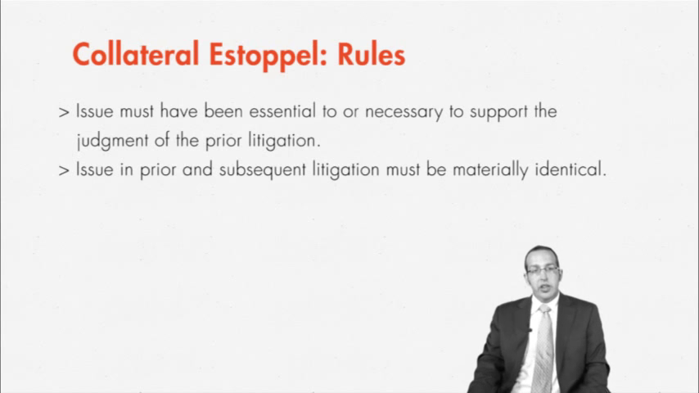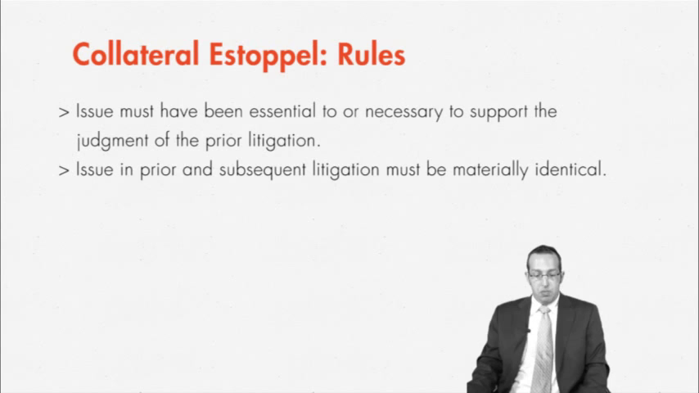The issue in the prior litigation and subsequent litigation must be materially identical. If they are similar or closely related, but different in some significant way, for example, we have two different contracts using materially the same terms, but they're different contracts, collateral estoppel is not going to apply. The details here can be a bit tricky, but your professor probably is not going to test you on all the nitty-gritties beyond the general principle that the issues must be materially identical. Make your best argument why this is materially identical or not.